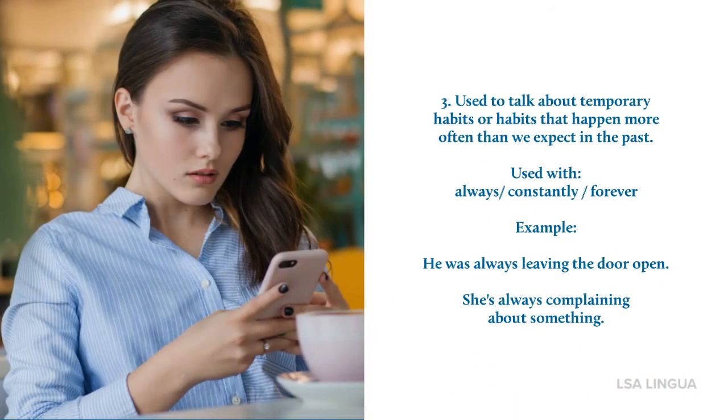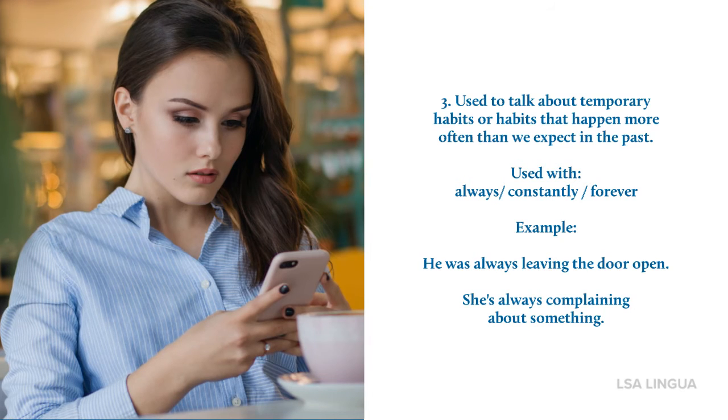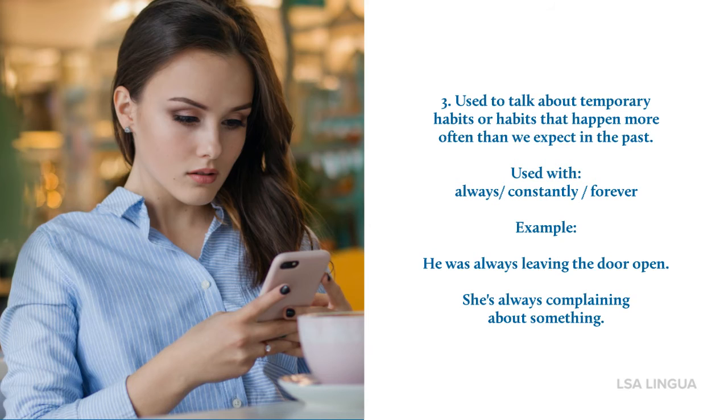Next, the past simple continuous is used to talk about temporary habits or habits that happen more often than we expected in the past. So the habit started and finished in the past, and the thing doesn't really happen now. So it's used with time indicators like always, constantly, and forever. For example, he was always leaving the door open. She was always complaining about something.